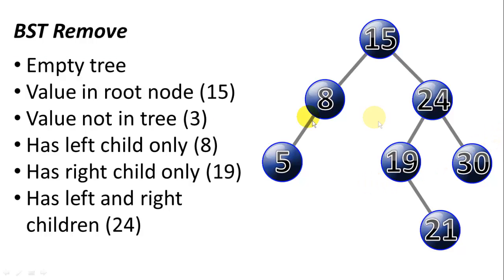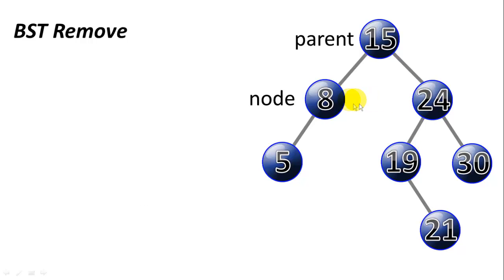There are a number of different cases we're going to cover here. Someone calls the remove function on an empty tree, or the value is in the root node, for example 15 here. Or the value is not in the tree at all, for example 3. Or maybe someone wants to remove node 8, which has only a left child and no right child. Or 19, which has only a right child and no left child. Or node 24, which has both a left child and a right child. We're going to cover each one of them in detail.